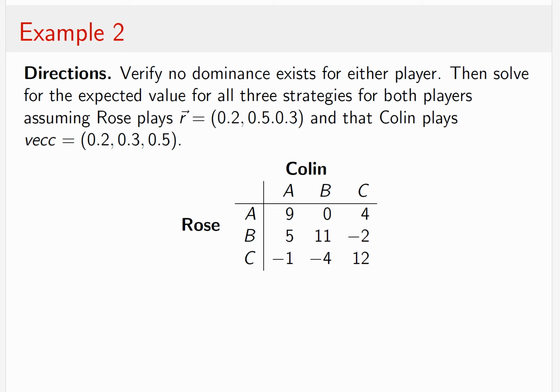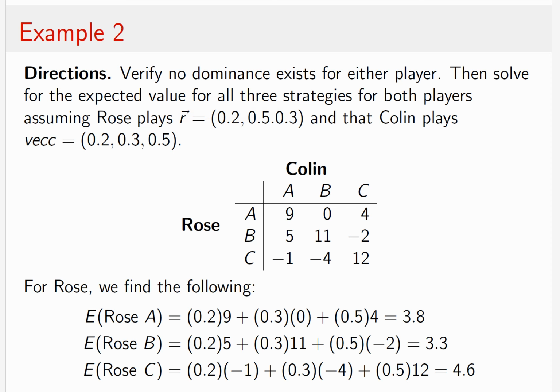But here we have Rose's strategy mixture, and this should be, it's supposed to be the vector C. I had a typo there. Supposed to be the vector C, so we have Colin's strategy mixture. I am not alleging that these are optimal strategy mixtures. I'm just saying we're going to assume that that's what they're playing so that we can calculate some expected values.